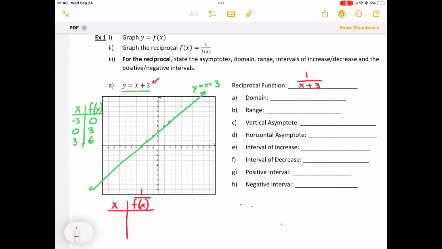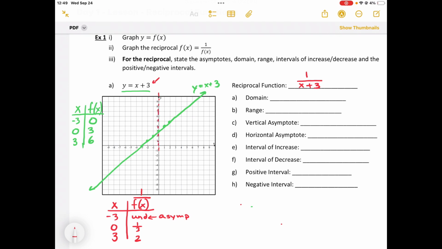So I'm going to look for some key points here. My x's I'm going to leave the same. My y's, I'm going to notice, well, 1 over 0, I can't have that. That is undefined. That means I have an asymptote. 1 over 3 is just a fraction, 1 over 3. 6 over 3 is 2. So I know that I've got an asymptote at x equals 0 for my reciprocal function.